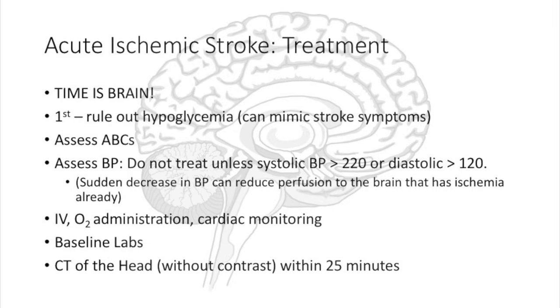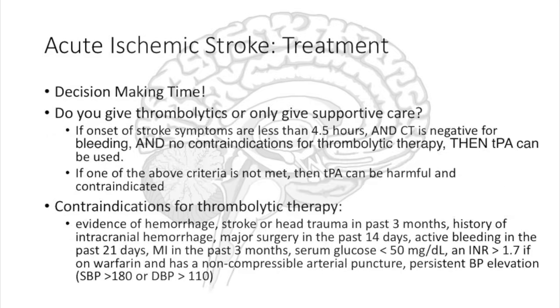Of course, IV access and O2 administration, cardiac monitoring is important based on labs, and your CT of the head without contrast is important. So we want to get that done within 25 minutes for the CCRN exam. So then you think, okay, this is an ischemic stroke. What do you do? You can treat it with thrombolytics or supportive care. So how do you know if you're going to give thrombolytics? Well, you're going to look at when the stroke symptoms started, and then you're going to consider the patient's history.